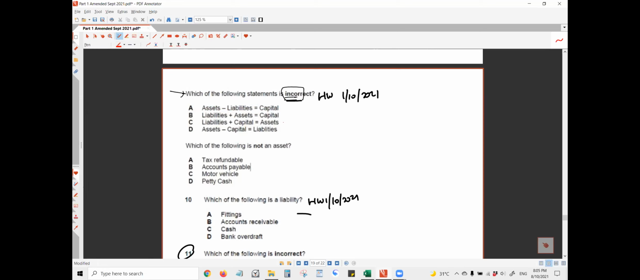C is correct, that's why it's not the answer. They want the wrong one. A minus C equals L, this is also correct. A minus L equals C, that's also correct. Answer is B.